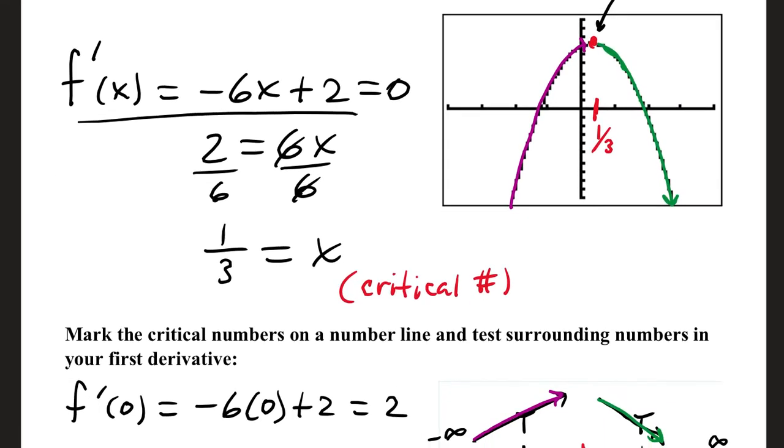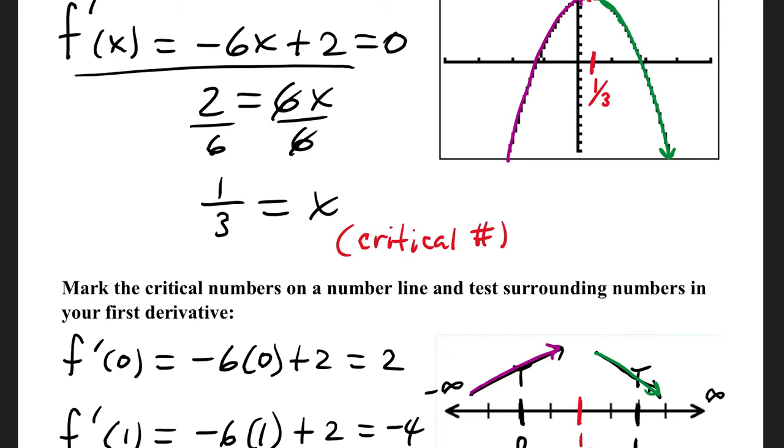Mark 1/3 on your number line. Pick a test number smaller than 1/3, a test number larger than 1/3. In class, we pick 0 and 1. 0 subbed into the first derivative gave us 2, which is positive. So we're increasing on the left side of the critical number. We picked 1 as a test number that's larger than 1/3. The first derivative with 1 subbed in tested negative. So decreasing on the right side of the critical number.